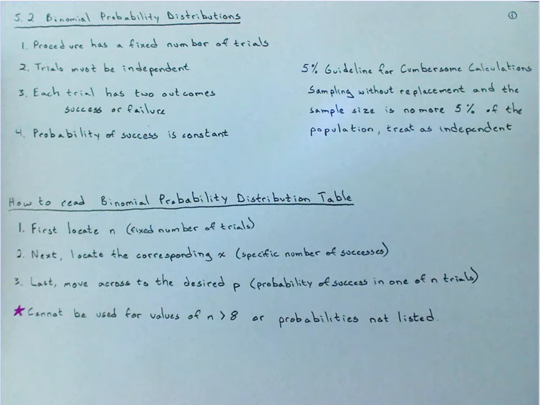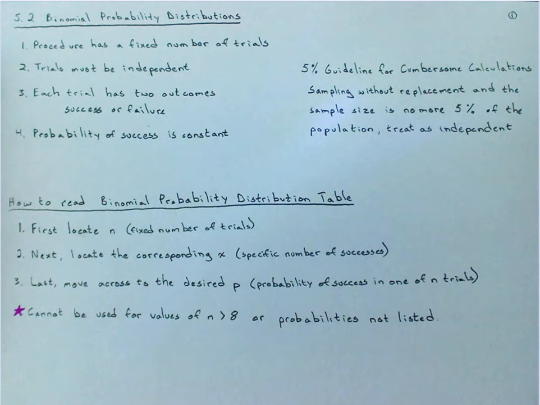And the fourth one, the probability of success is always constant. It's always the same. It doesn't change between trials. And one thing I want to point out is that, for whenever the trials must be independent, you can apply the 5% guideline for cumbersome calculations.